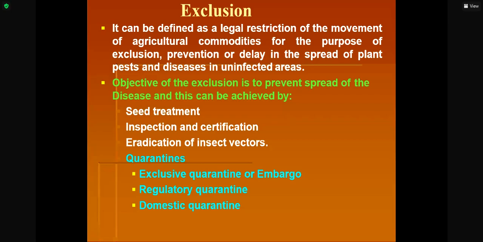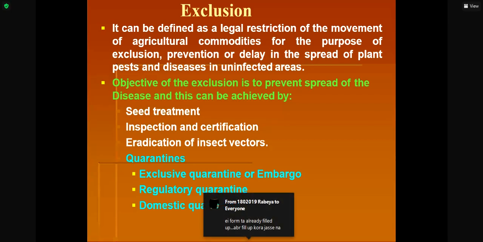And we can exclude the pathogen by a number of methods and techniques. You can see here, we have to inspect whether the pathogen is present or not, especially in the propagating materials. You know, the propagating materials we call seed. It may be agricultural seed, it may be botanical seed. So first of all, we have to check the presence of pathogen in the seed.